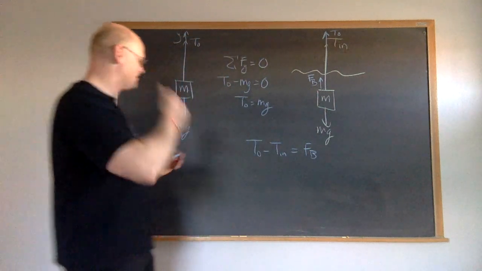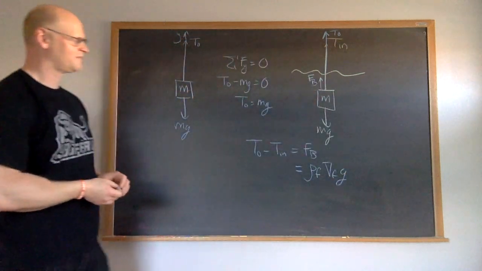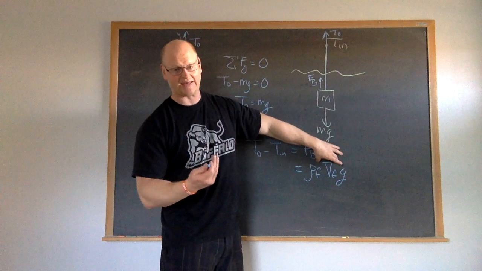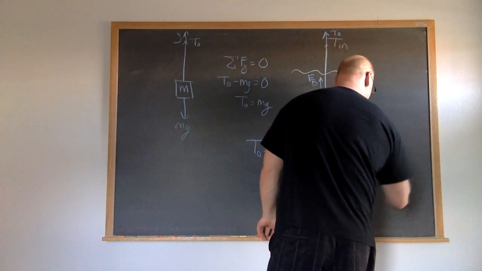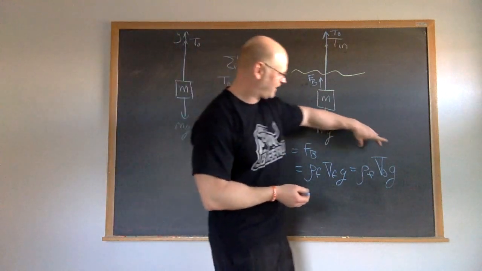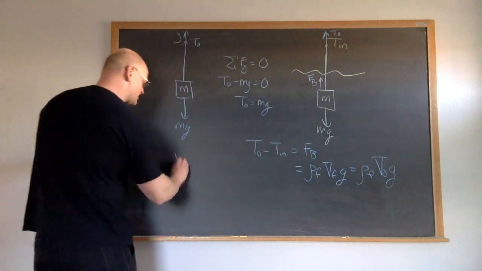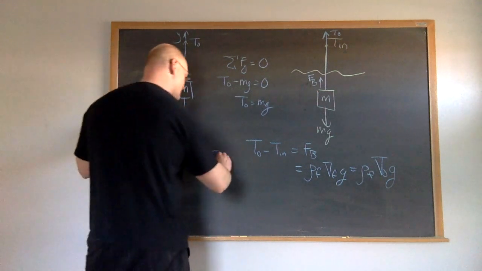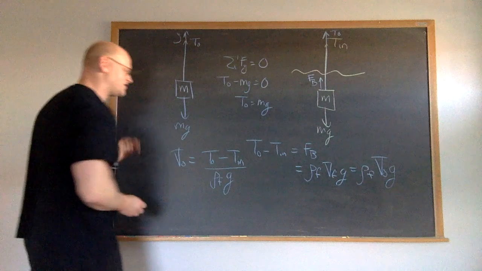Well, now we know the buoyant force is simply equal to the density of the fluid times the volume of the fluid displaced times the acceleration due to gravity. But since this object is fully submerged, the volume of the fluid displaced is the same thing as the volume of the object. So this is the density of the fluid times the volume of the object times the acceleration due to gravity. Here, what we're looking for is the volume of the object. All we have to do now is solve this expression for the volume of the object. So the volume of the object is equal to the tension out of the fluid, which is simply equal to the weight of the object, minus the tension in the fluid, all divided by the density of the fluid times the acceleration due to gravity.